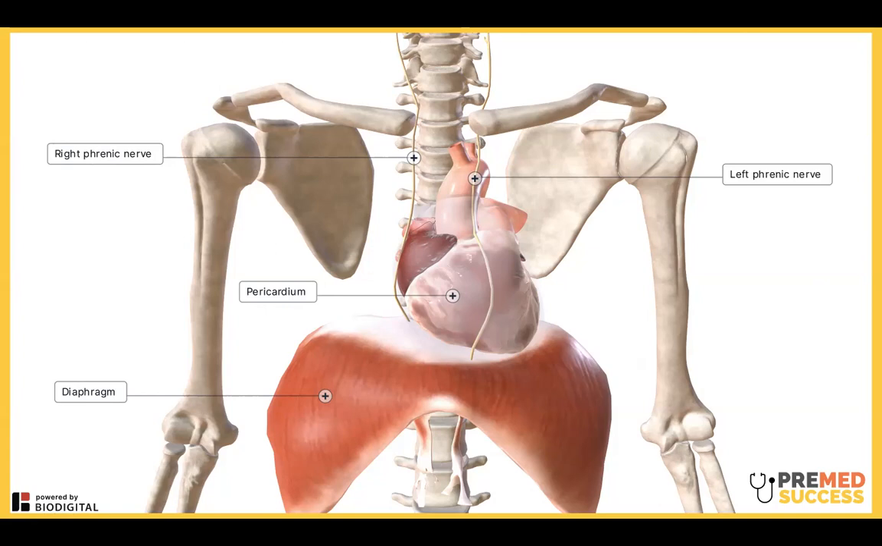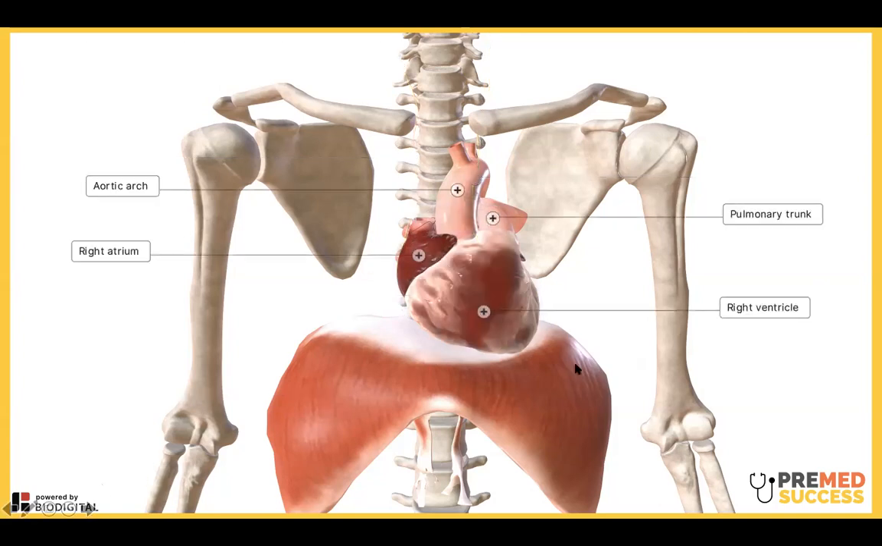So if we remove the phrenic nerves and the pericardium and take a closer look at the chambers of the heart, you can see here the right atrium and the right ventricle lying more anteriorly because the heart's twisted, whilst the left atrium and the left ventricle we can't really see because they're on the back, they are more posterior. We've already spoken about the arch of the aorta coming out here and the pulmonary trunk which comes out of the right ventricle here at the front.